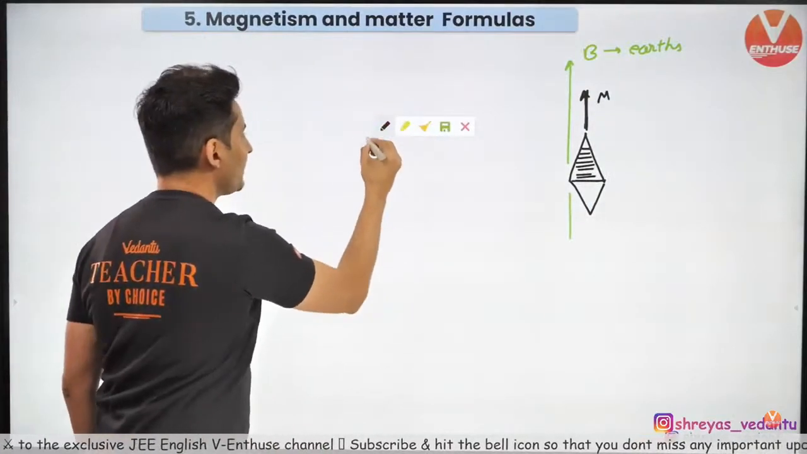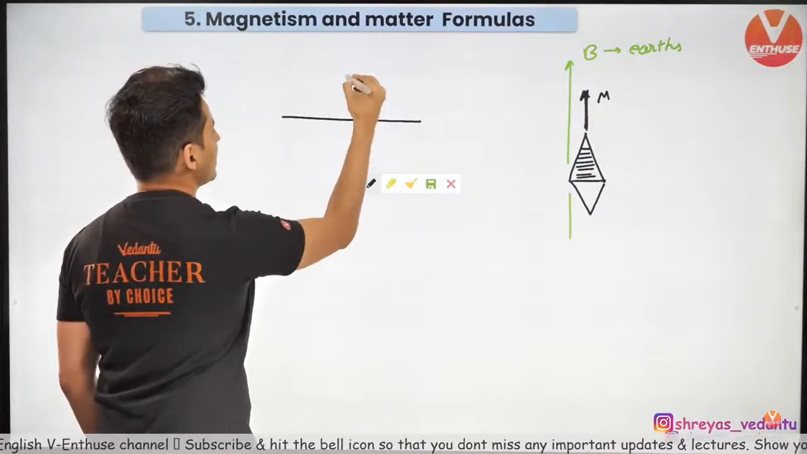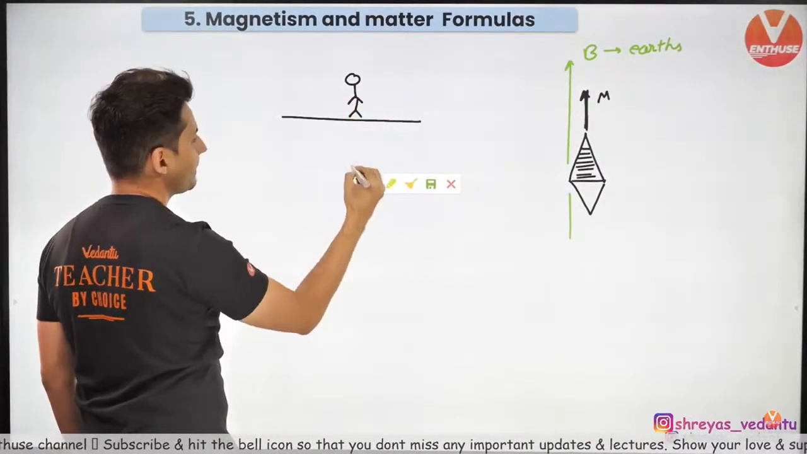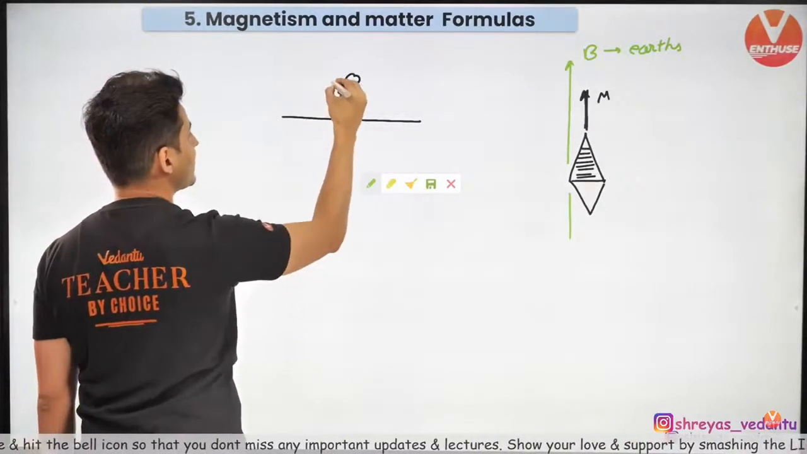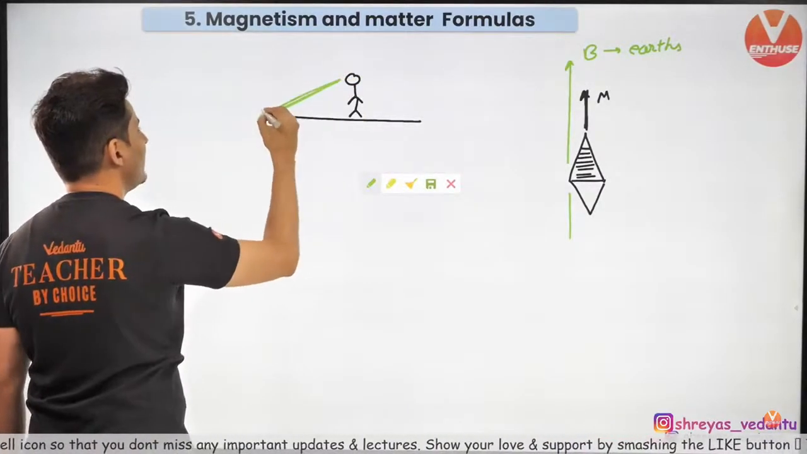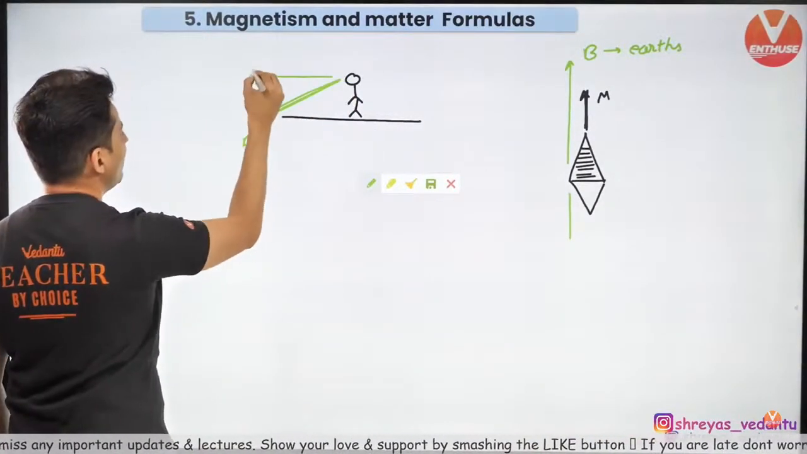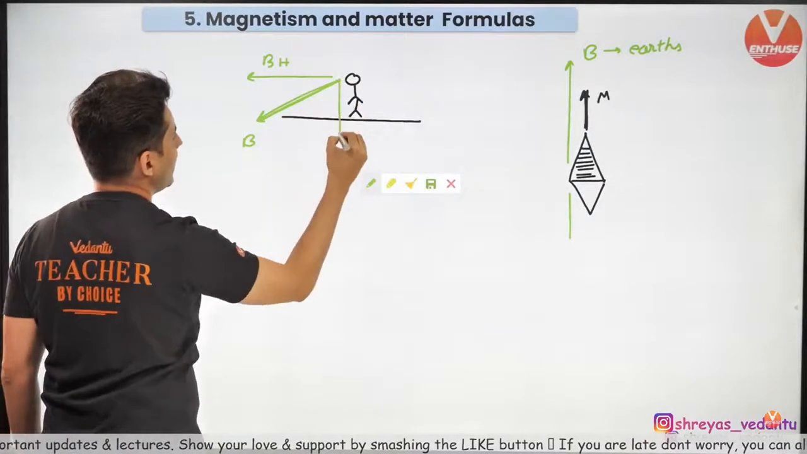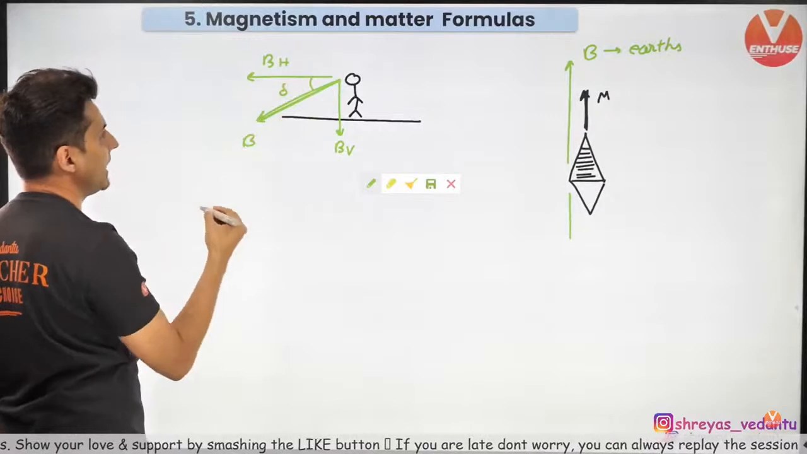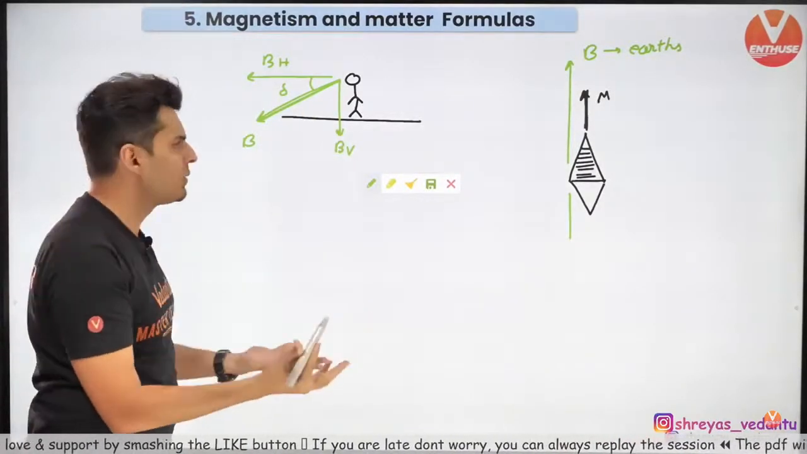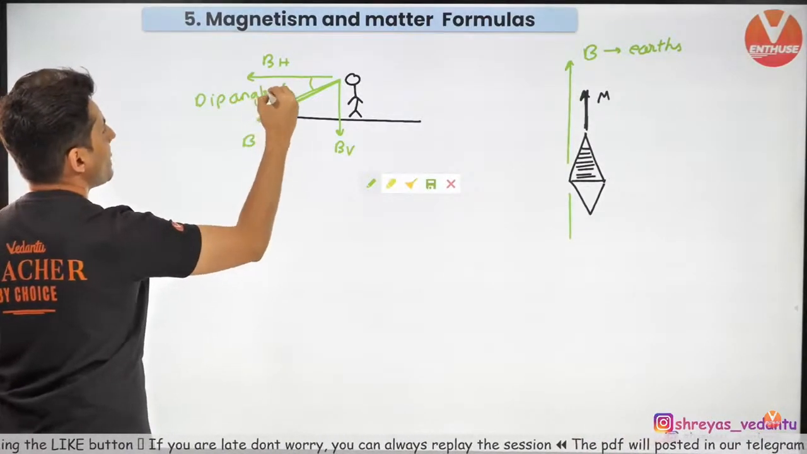The Earth has two components of field at any place. So if you are here, then the Earth's magnetic field has two components. What are the two components? Because the Earth's magnetic field might be at an angle at any given place, there is one component which is called horizontal, the other component which is called vertical. This is basically your dip angle, delta, theta, whatever you want to use. This is called your dip angle.